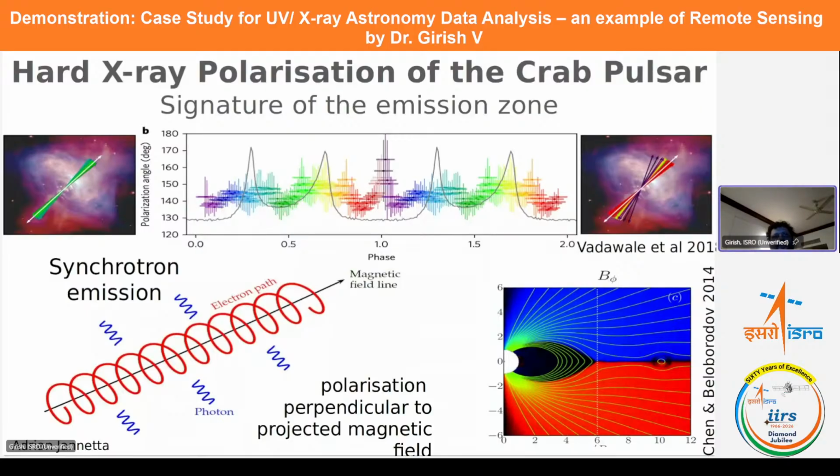We have seen polarization from the Crab pulsar not only when the beam is towards us, but on the other side, in the non-beam position also. This is one of the major results from AstroSat.